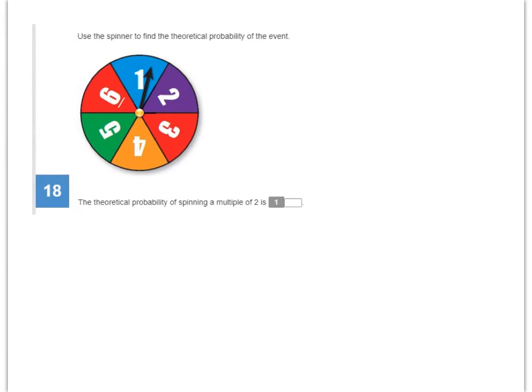All right, use the spinner to find the theoretical probability of spinning a multiple of 2. So now theoretical means out of my choices on this spinner, how many are multiples of 2? Well, the multiples of 2 would be 2 itself, 4, and 6. So that would be 3 favorable outcomes out of 6 total, which would be 1/2.